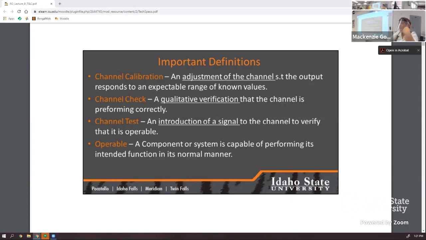So some things will be daily. Sometimes it's things that you're going to do on an operation basis, right? You won't do until you actually operate. Some things will be done quarterly, monthly. It just depends on what the procedure specifies for those.